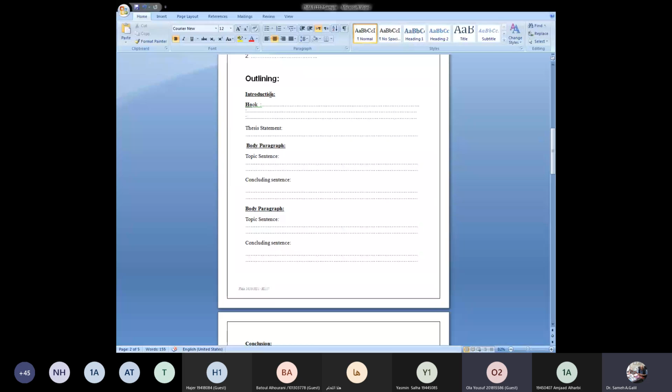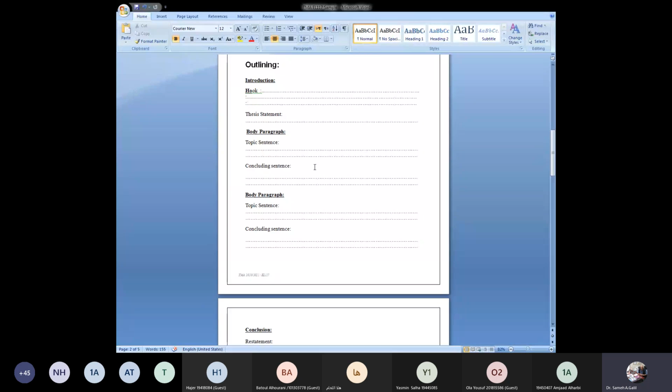So you have an introduction, and then you go to the hook. The hook is the one that you're going to use in the essay itself. You write the hook, which is obviously not more than a sentence. And then you're not asked to write the background, but you need to provide a background in the essay itself. And then the thesis statement. And then you move to body paragraph 1. You write the topic sentence, and you write the concluding sentence.